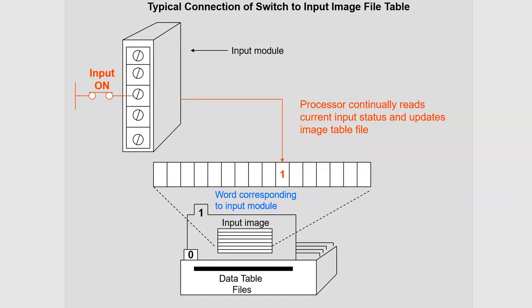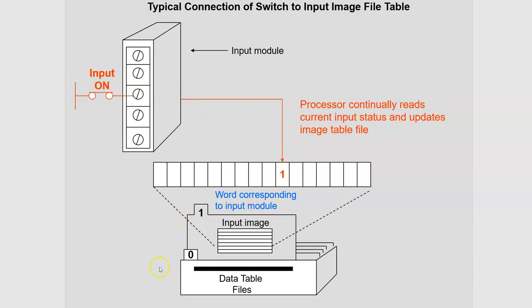So, a typical connection of a switch to the input image file. Now remember, anything on this side of the input module exists in software. It's virtual. And everything over here, the module itself and anything to the left, is actual hardware. So what we have here is a switch. The switch is closed and is connected to this terminal, and as you know, the terminal is mapped to a certain bit position in this input image table. Since the switch is closed, there's a 1 there.